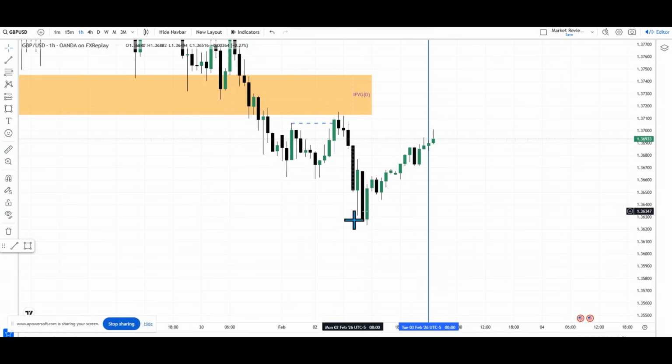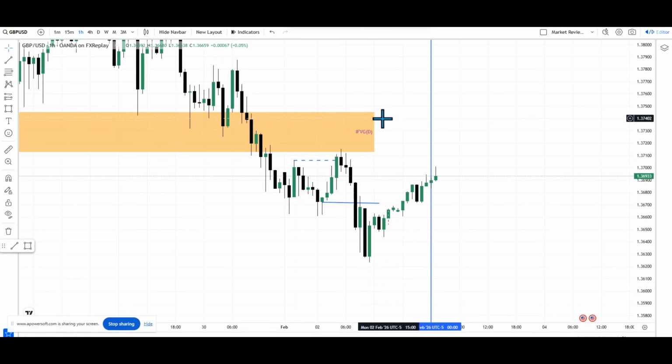And then market structure shift. So even before market structure shift, we do have change in state of delivery right here. You can see all these consecutive bullish candles the moment we closed below it. So this is change in state of delivery. We also had SMT with EURUSD. So at this point, I have all the confirmations I need.